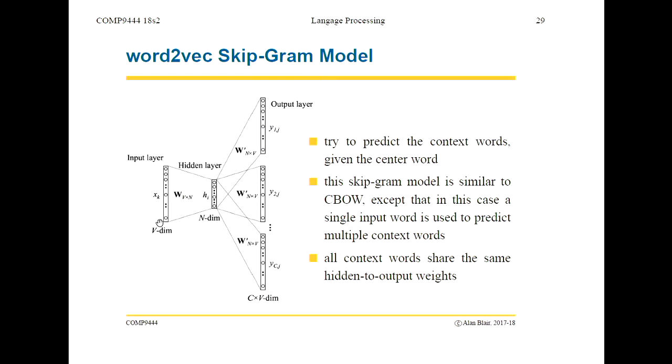Now the skip-gram model does it the other way around. We put the center word as the input, and then we try to predict these 10 nearby words as the output.